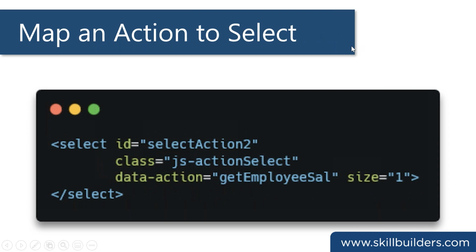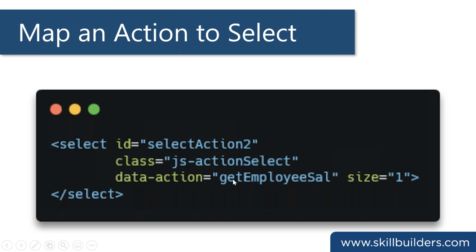And the other option that I want to take a look at is when we have multiple choice. And this is similar between radio groups and select lists. And one thing that I want to point out is that the class here is JS action select. And notice that the data action that it's using says get employee sal.